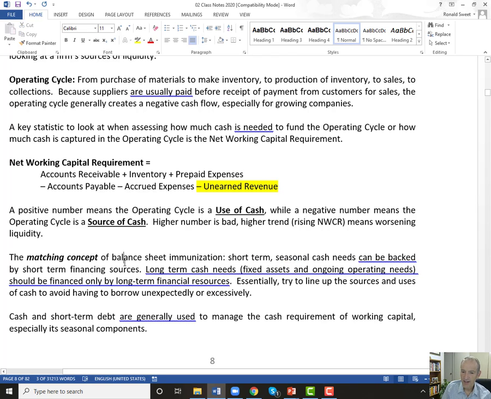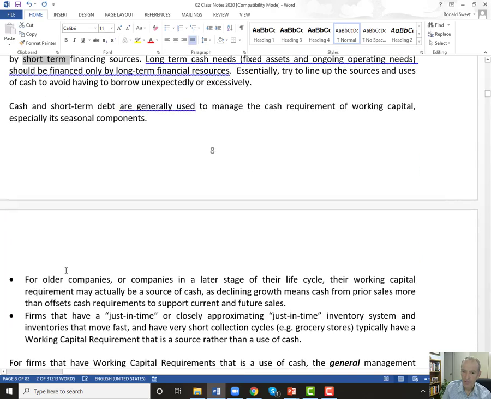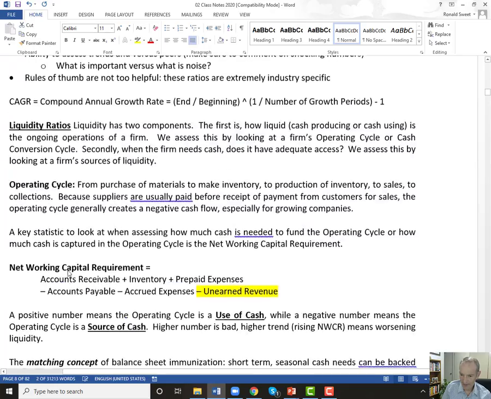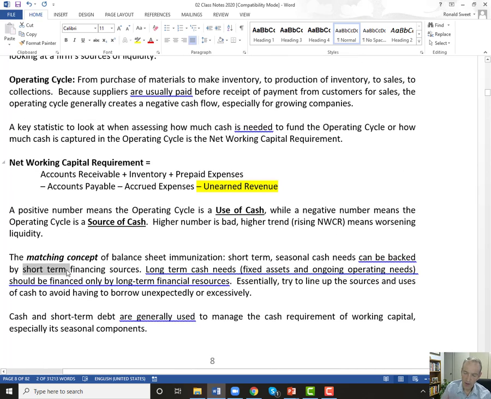And the key here is finance does not like short-term debt. We prefer firms not use short-term debt. And the reason for that is it exposes you to interest rates going up and down, and also exposes you to capital markets freezing. If you're using a lot of short-term debt, you're constantly going back to the capital markets and asking for cash.